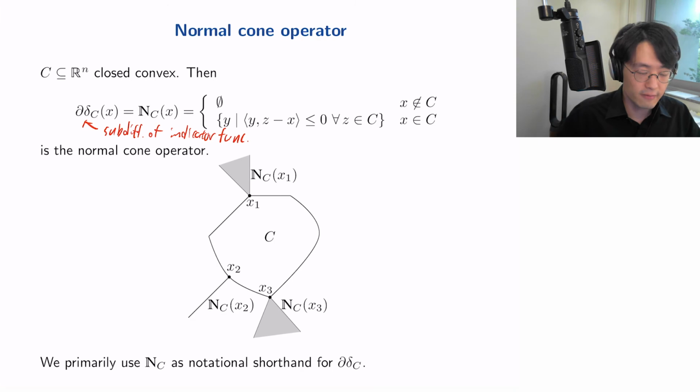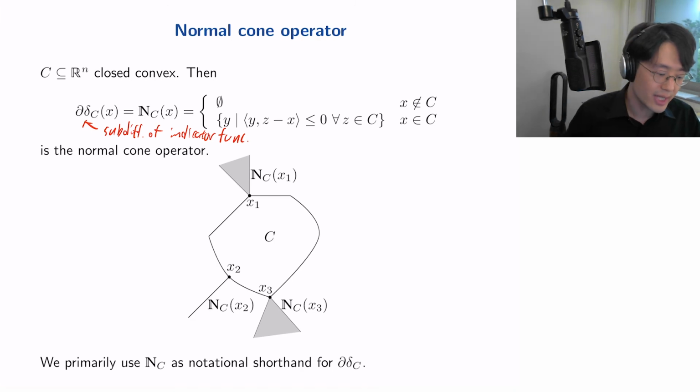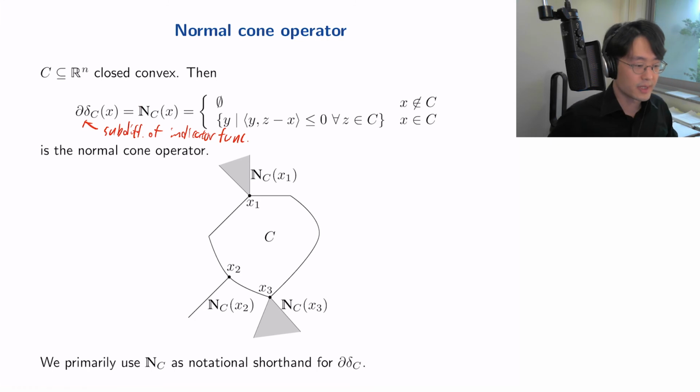Our primary use of the normal cone operator is really just as a notational shorthand for the subdifferential of the indicator function. Writing the subdifferential of delta C is longer than NC, so that is why we will prefer the notation NC. But otherwise, we won't spend too much time trying to understand what the normal cone operator is. It does have important meaning within the broader optimization and convex analysis context, and that's also a reason why I bring this up. We won't talk about it much, but you will become familiar with the notation and the ideas throughout this class. Later on, if you encounter the normal cone operator in a different context, you will recognize the connection.